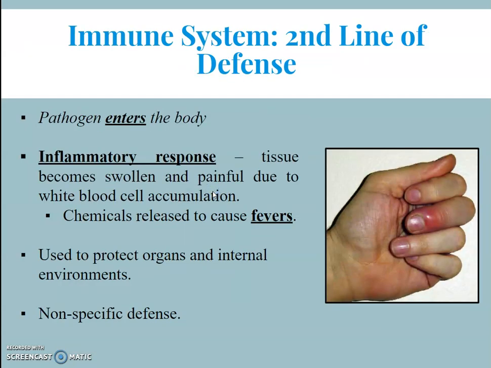The second line of defense of the immune system is when the pathogen has already entered the body, and so we're going to have to respond to it. That is when we have an inflammatory response. That's where the tissue becomes swollen and painful, and that's due to white blood cells accumulating in that area. And then also the white blood cells can release chemicals to cause fevers, to help heat up our body, to help kill the pathogen as well.